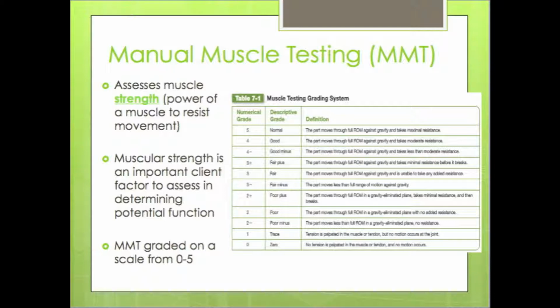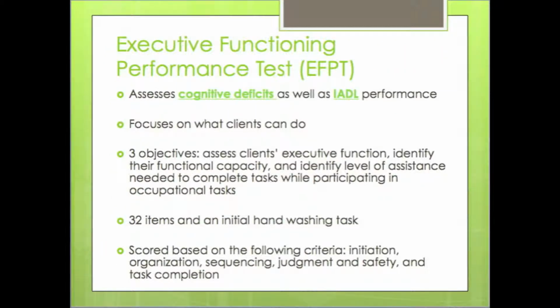The therapist will first do a gross screen of strength of the major muscle groups in the upper extremity. Muscle groups scoring 4 or below will be reviewed and will be the target of intervention strategies. The strength screen can be performed while doing a range of motion screen. The Executive Functioning Performance Test, also known as EFPT, assesses cognitive deficits as well as IADL performance. It focuses on what a client can do. The 3 objectives it entails include assessing the client's executive function, identifying their functional capacity, and identifying the level of assistance needed to complete tasks while participating in occupational tasks.